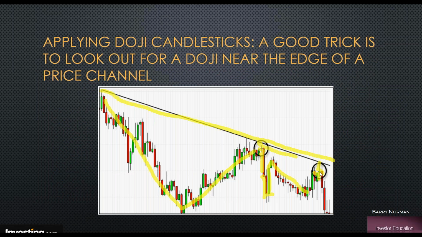So this has some definition. This is more of a spinning top, but it gave you the same clue. But look at where the upper wick went. It went right to that trend line and bounced off of it.